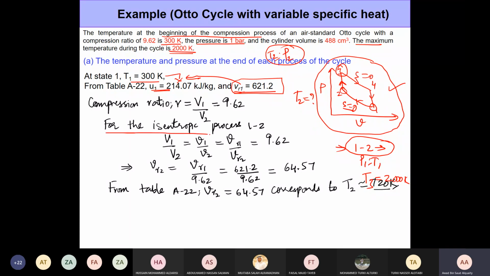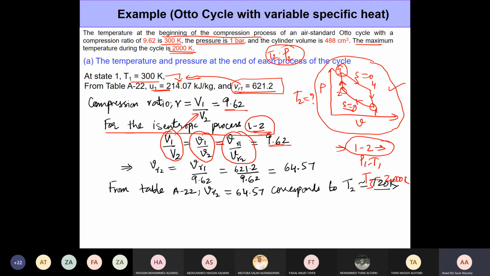So when you're looking at an isentropic process for an ideal gas with variable specific heats, the ratio of volumes, which is equal to the ratio of specific volumes for a closed system, will be equal to the ratio of the relative specific volumes, VR1 by VR2. Now, we already know the ratio of volumes, which is basically the compression ratio. The compression ratio, Vmax by Vmin, is the ratio of V1 to V2. This value is already given as 9.62. So VR1 by VR2 is equal to 9.62.